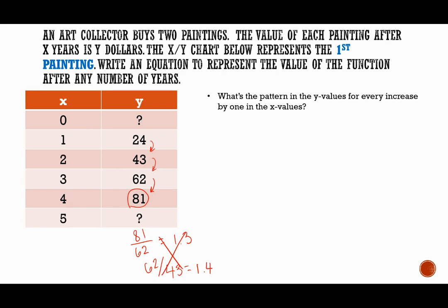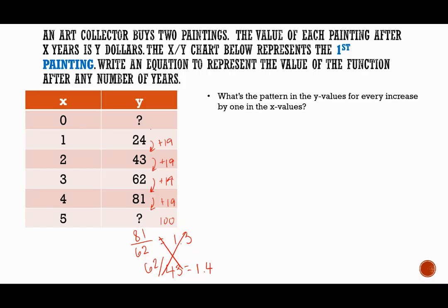Okay, so I'm not multiplying, which means I'm adding or subtracting. Definitely not subtracting because the values are increasing. In fact, they are increasing by 19 every single time. 43 plus 19 is 62. 62 plus 19 is 81. And let's go ahead and complete this xy chart. Let's figure out what goes in these question mark spaces. 81 plus 19 is 100. So my next y value is 100.